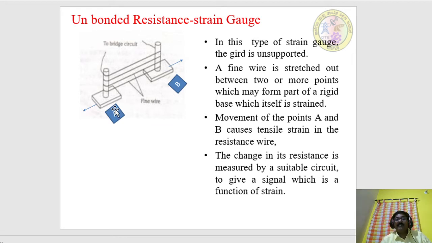The movement of the points A and B causes a tensile strain here, because you look into this base, there is a force pulled on either end, so there will be a tensile strain induced in the material, and the change in resistance is measured by a suitable circuit to give a signal which is a function of the strain.